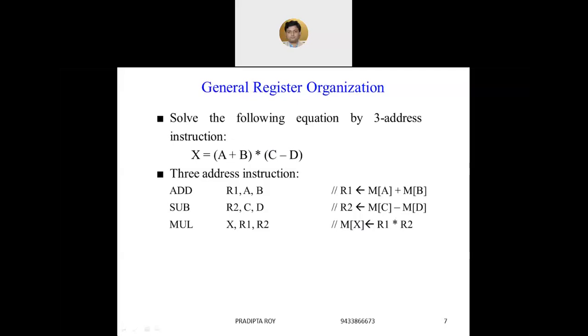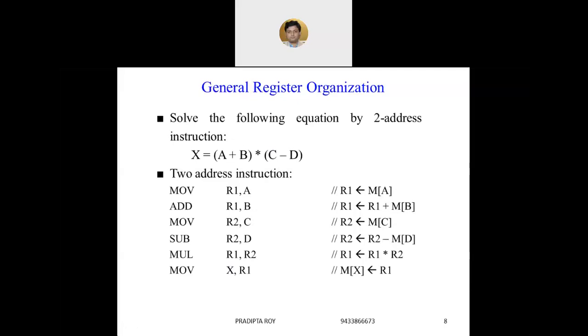Now we will see how the same equation can be solved with two address instructions. Definitely, we need to incorporate more instructions if we want to solve the same equation with two address instructions, because we have some limitations here. The limitation is we cannot add more than one operand in the instruction. So this is the solution with the help of two address instructions.